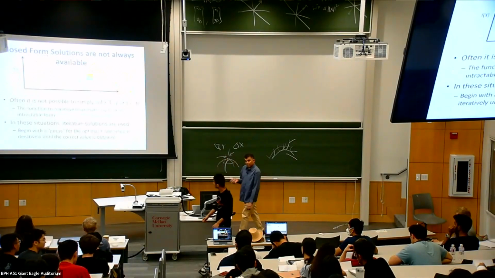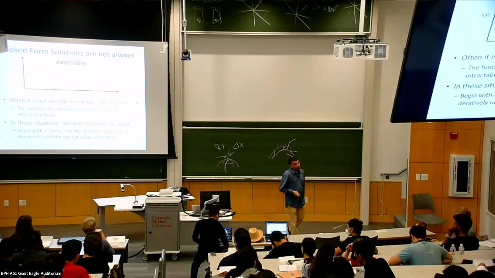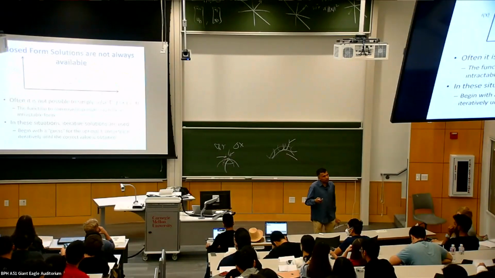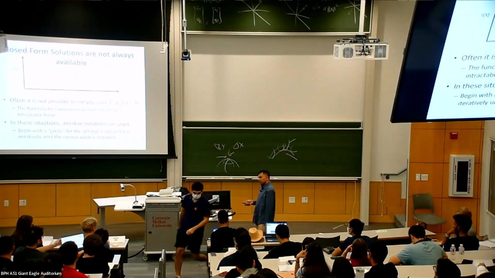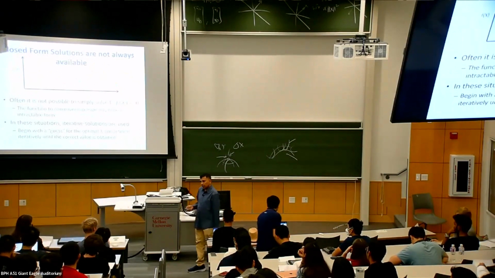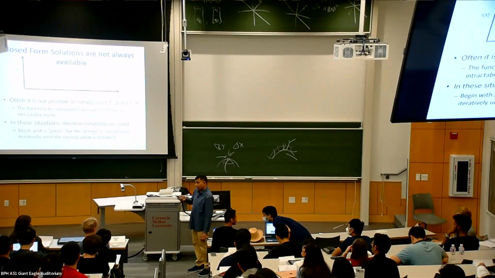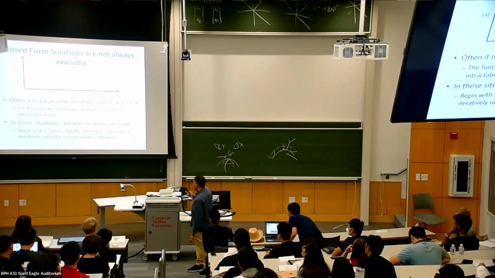So the problem here is that closed form solutions may not always be possible, right? You won't be able to just solve the formulae and say, here's where the derivative is minimum, and here are the eigenvalues of the Hessian.